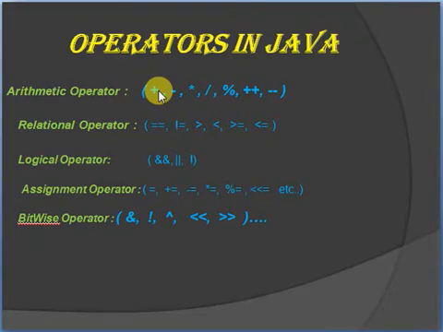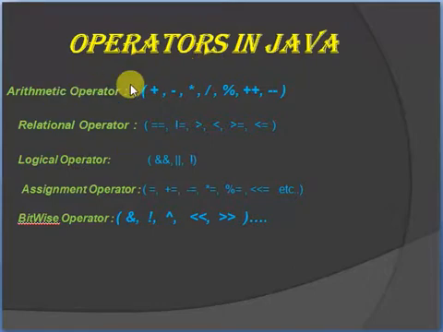In this tutorial, I'm going to be showing you what is an operator in Java. So what is an operator? An operator allows you to manipulate variables in Java. We have different types of operators in Java. We have arithmetic operator, relational operator, logical operator, assignment operator, and bitwise operator.